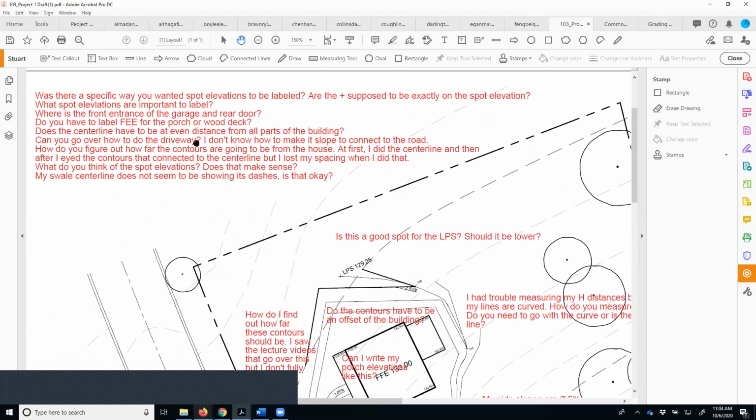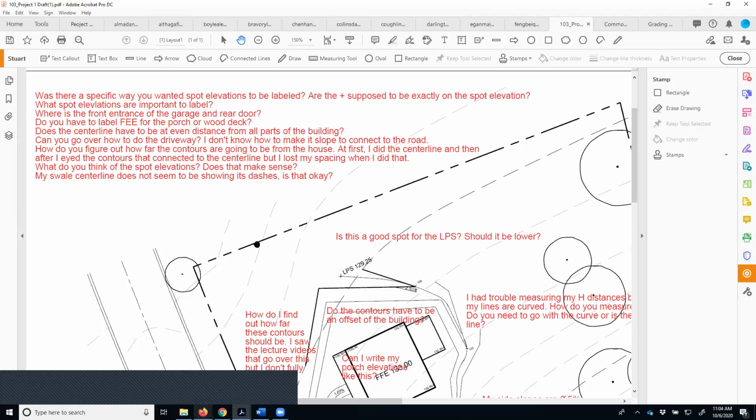At first I did the center line, and then, okay, so I think we answered that one. It wasn't a simple answer, would you agree? Yeah, I think I got it though. I kind of found my center line, or swale line, first. Yep. And then I did my contour. So I have to find my contours first and then add the swale line after.